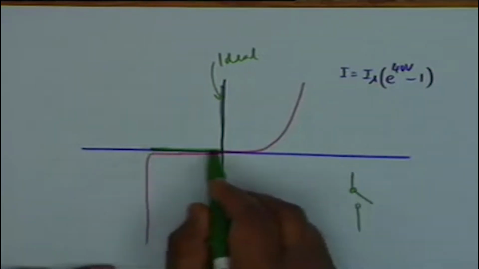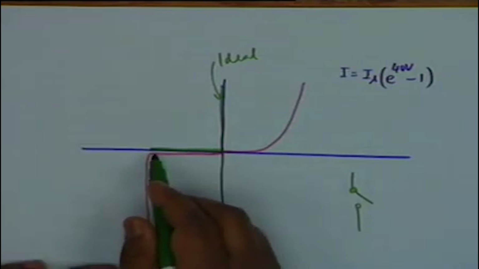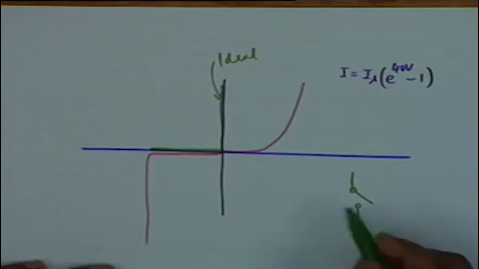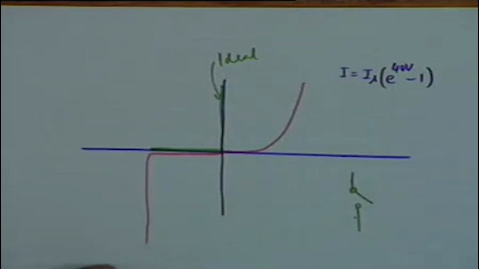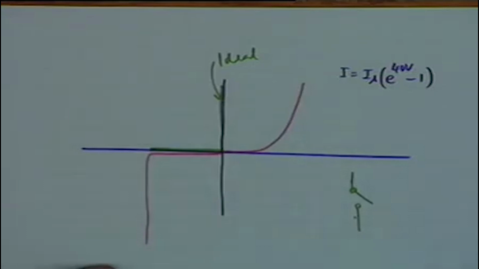So an ideal diode is like a switch. When it is off, the current is 0. Any voltage drop can occur, but the current is 0. You can connect any voltage source between these two, but no current. When the switch is on, any current can be conducted with 0 voltage across it. This is the ideal situation.